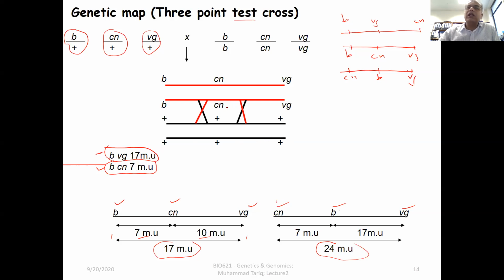So we go for a 3-point test cross, where all 3 traits are analyzed together. After the test cross, we find that cinnabar and vestigial are 10 centimorgans or map units apart. However, in this progeny, we also receive strange recombinants, which we call, and these numbers are less than 1% of the total.